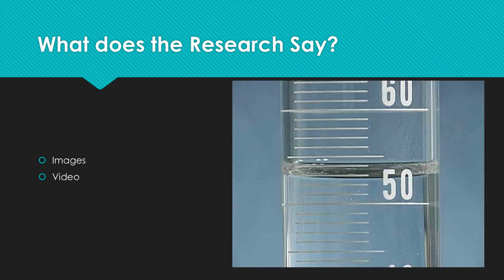So now that we know a little bit about videos and images in the classroom, we'll talk about what the research says about images and videos. So we'll start with images. They said there is a clear connection between better learning outcomes and using images in the classroom. But they said you have to use the images with instruction or text. You can't just show an image. Like if I showed you this image here to the right, this graduated cylinder, and just showed it and went on, you wouldn't learn anything.